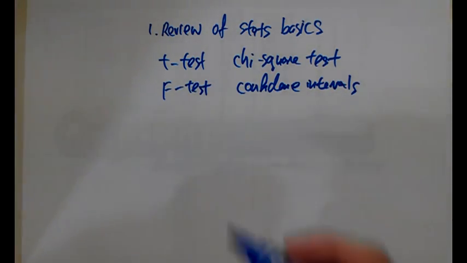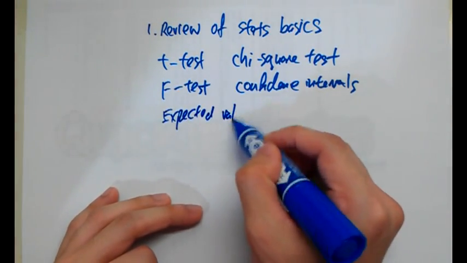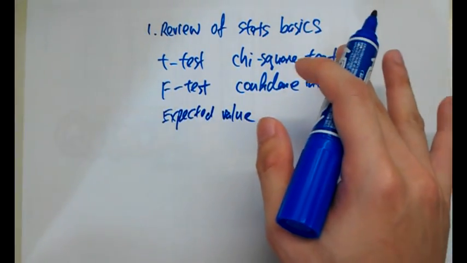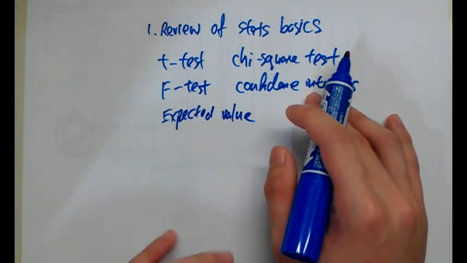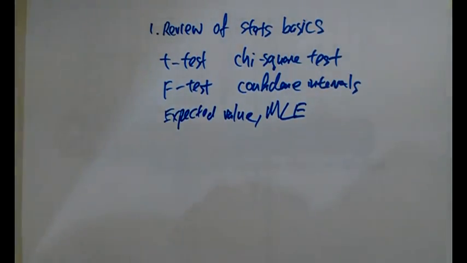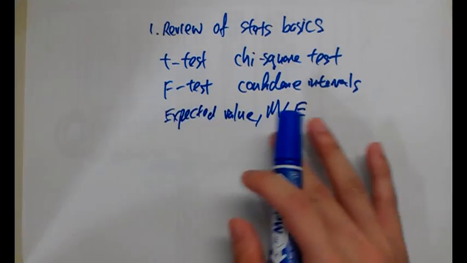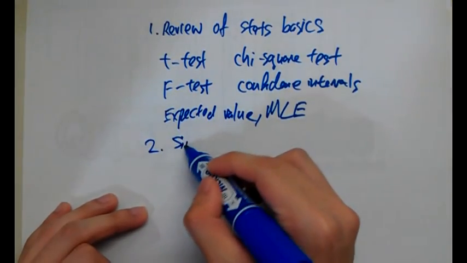You also learn about expected value, and all the other things about unbiasedness, consistency and efficiency. You'll also be learning maximum likelihood estimation, the basic part of it, because you're going to be using it later on in the chapter. So that's the review of stats. Now the next part you're going to go into is simple regression analysis.